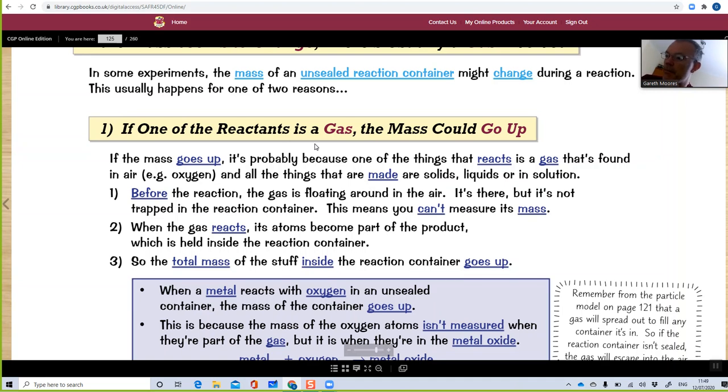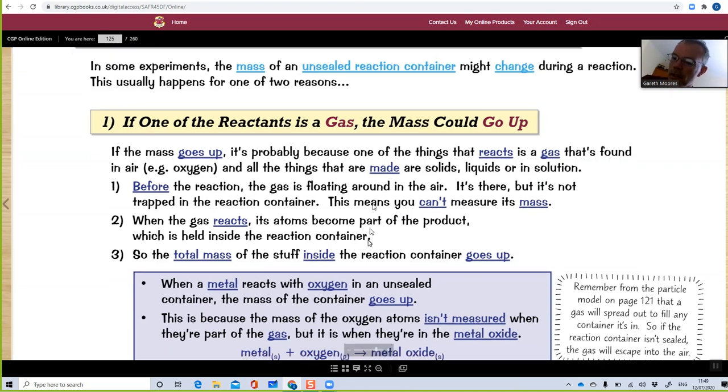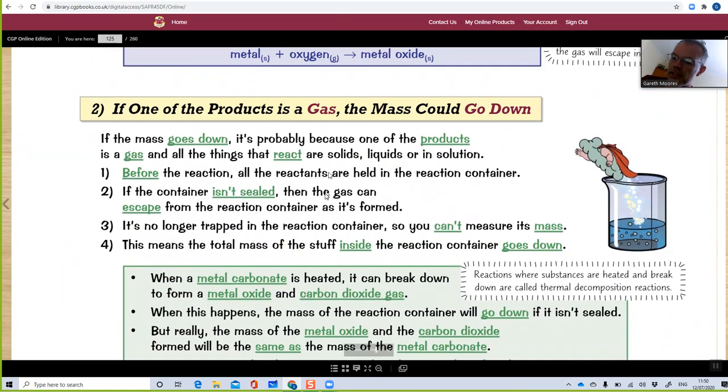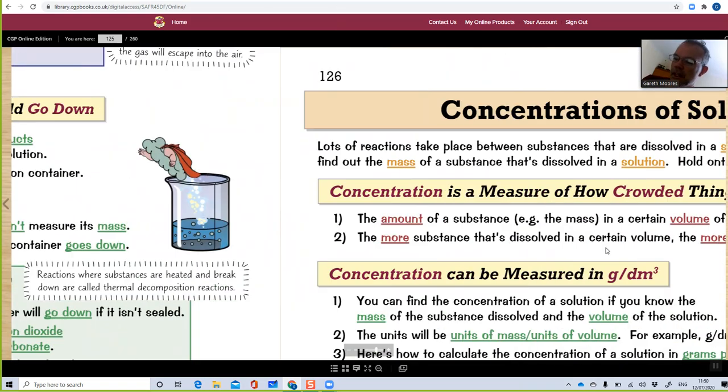So again, burning the bit of paper, I weigh the paper, but I haven't weighed the oxygen it burns with. Okay, so that would throw out the mass before and after. If one of the things you make is a gas, the mass could go down. Say you put some magnesium in some acid, it bubbles, and the hydrogen gas escapes, and you haven't weighed it. So you just need to go through all this and it's all stuff you can do and have done.